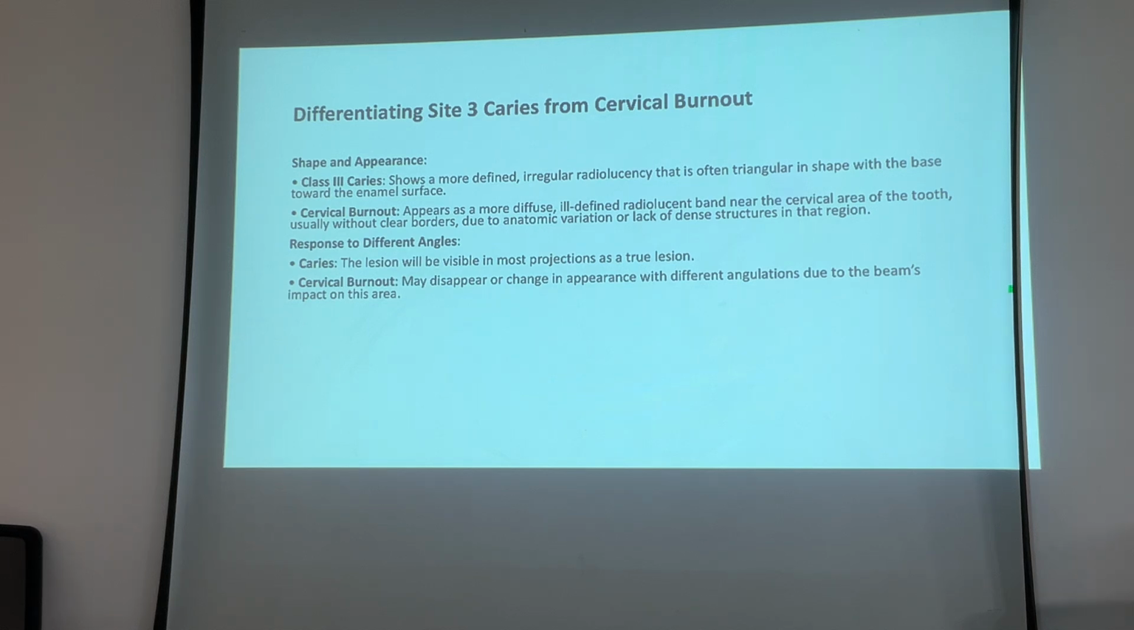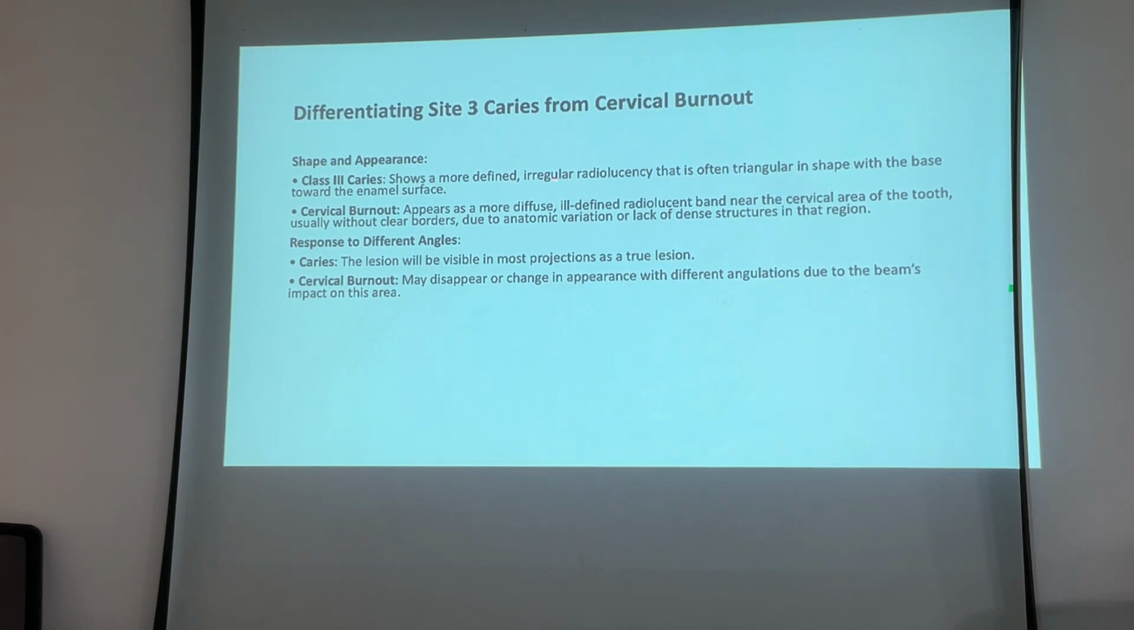So when you do the clinical examination, probing, maybe using a sonde, you will find the hole or caries in the enamel. But cervical burnout might disappear or change in appearance with different angulations due to the beam's impact on this area. So what I want to say is, radiographically, you can make a difference between caries and cervical burnout by evaluating the irregular radiolucency in the outline of the caries.